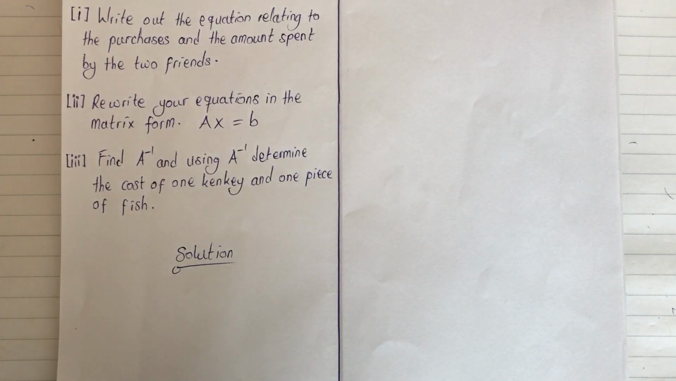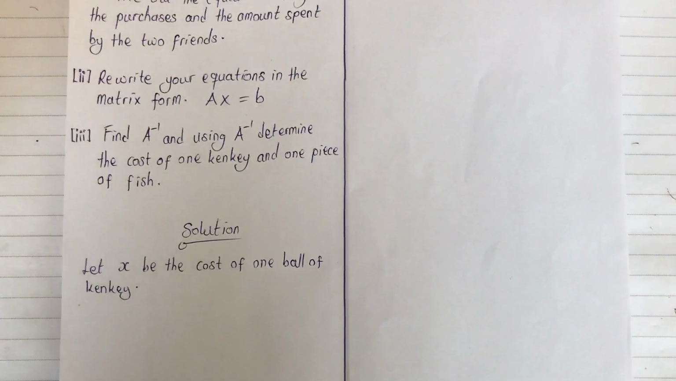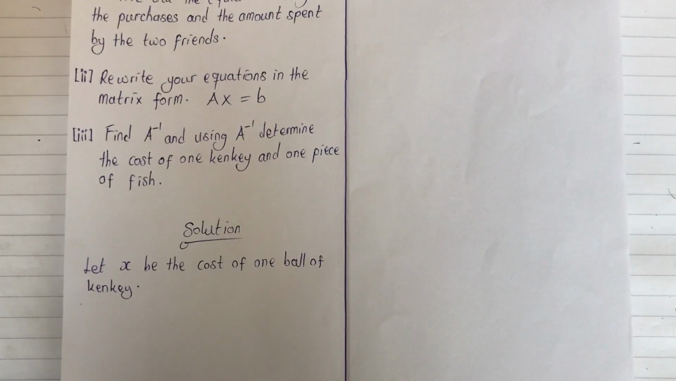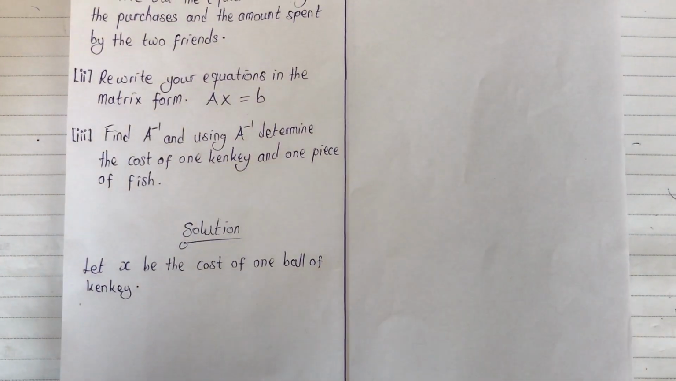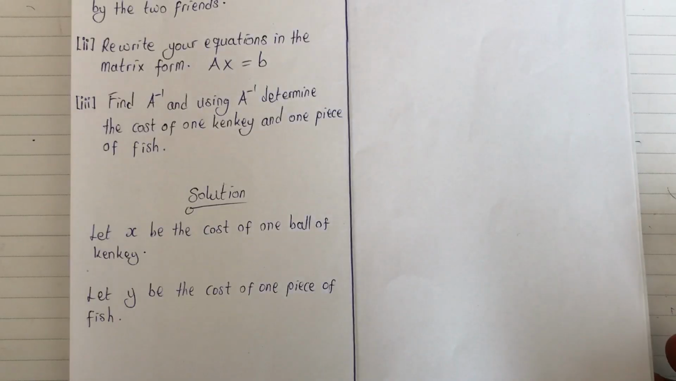Okay, so in the first step, we need to find the cost of 1 ball of kenkey, which we don't know. So we can represent that with a variable. So the first thing you say is that let X be the cost of 1 ball of kenkey. Then next is to find the cost of 1 piece of fish. So that one too, we can say let Y be the cost of 1 piece of fish. Now from here, we can deduce the equation from the question using the variables X and Y.